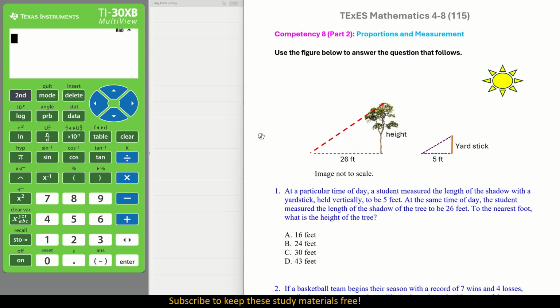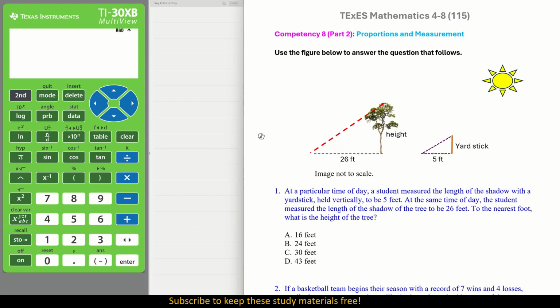Okay, number 1: at a particular time of day, a student measured the length of a shadow with a yardstick held vertically to be 5 feet. At the same time of day, a student measured the length of the shadow of a tree to be 26 feet. To the nearest foot, what is the height of the tree?